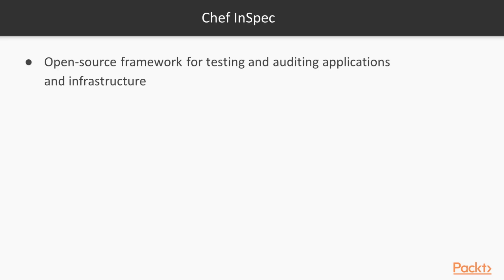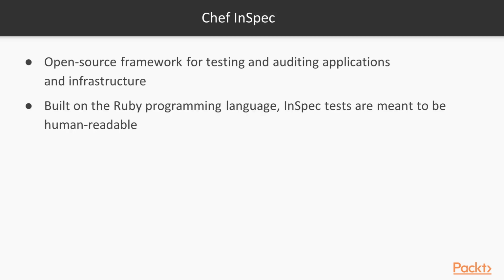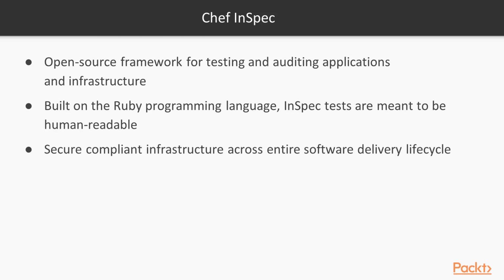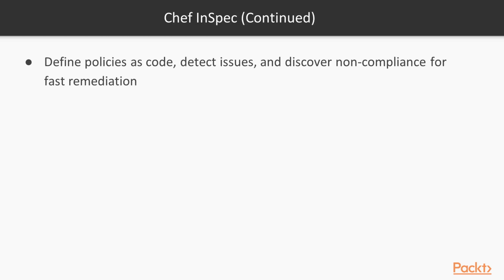InSpec is an open source testing framework for infrastructure written in human-readable language, which is Ruby. It specifies compliance, security, and other policy requirements as tests. Teams can easily integrate these automated tests into any stage of their deployment pipeline. We can define policies as code, detect issues, and discover non-compliance for fast remediation.